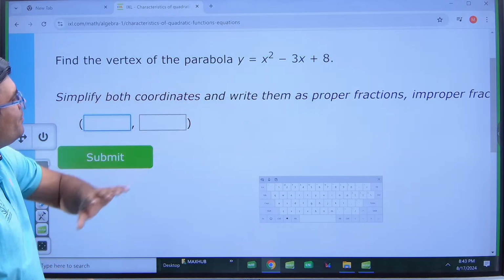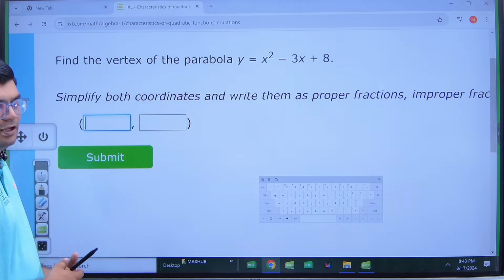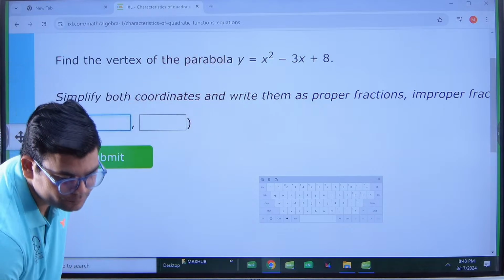Find the vertex of the parabola. The vertex of the parabola is minus b upon 2a. Be quick. You can simply do it here.